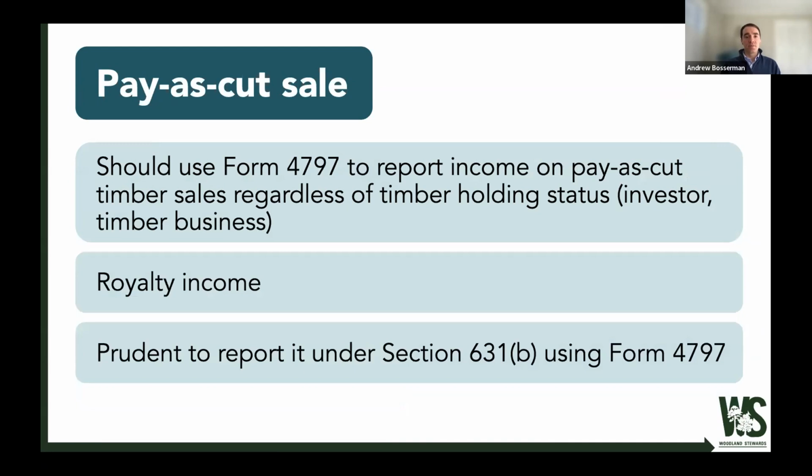So in this instance, you should actually use Form 4797 to report income on a pay-as-cut timber sale, regardless of your holding status. And this also qualifies under Section 631(b) of the Internal Revenue Code. So same provision as a lump sum sale, just different application. I don't think these kinds of sales are quite as popular as sales of standing timber, so this is just a really brief overview of pay-as-cut sales.